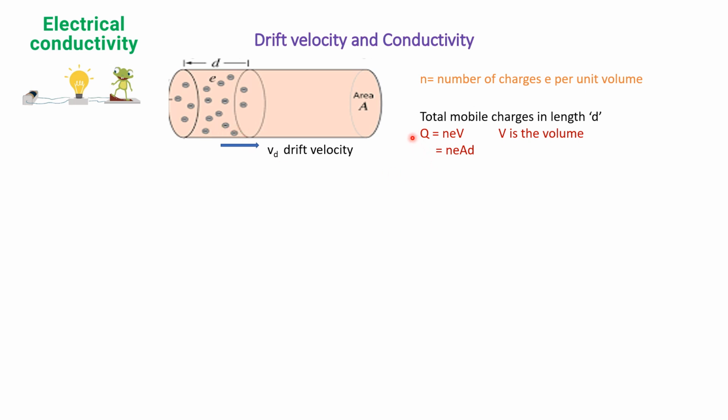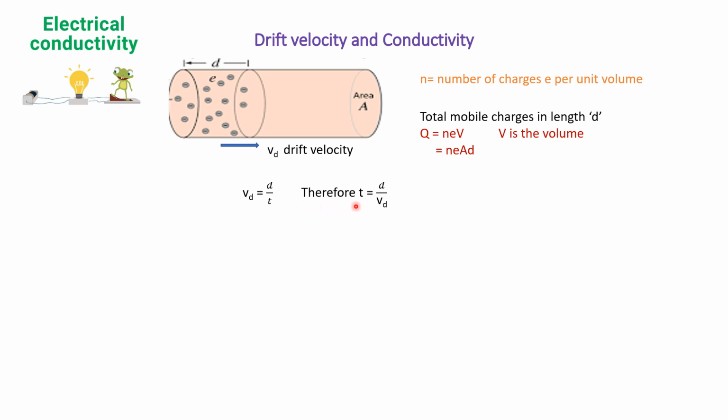So the total mobile charges in length d will be the number of charge carriers per unit volume into the volume of this elementary length. The volume of the elementary length is the area of cross section into the elementary length d. So the total mobile charges in this elementary volume of length d will be n e A into d. If Vd is the drift velocity of these electrons gained under the influence of the electric field that is set up across the conductor, Vd can be obtained from the equation of displacement upon time, where the displacement d is the distance covered by the electrons as they are drifting.